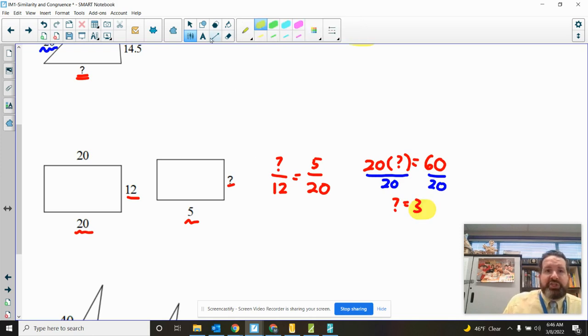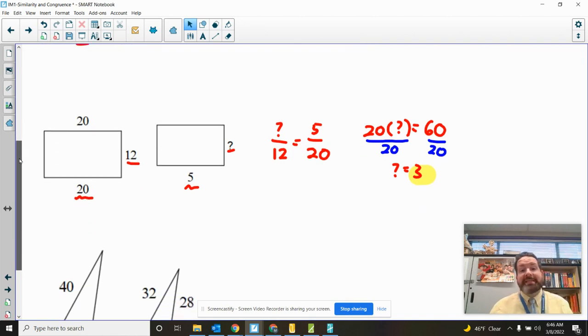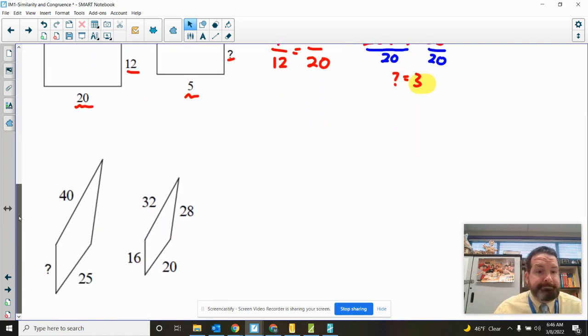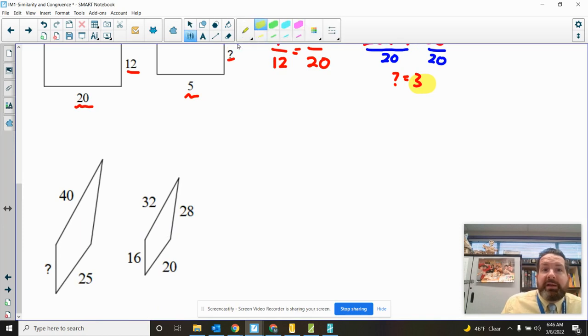Now do a reasonableness check. To go from the left rectangle to the right one, the numbers are getting much smaller. You're dividing by 4, actually, because 20 divided by 4 is what gives you 5, and 12 divided by 4 gives you 3. That dividing by 4 is sometimes referred to as the scale factor. Okay, last one here. Once again, I would like you to do a quick pause and then unpause when you are ready to check.